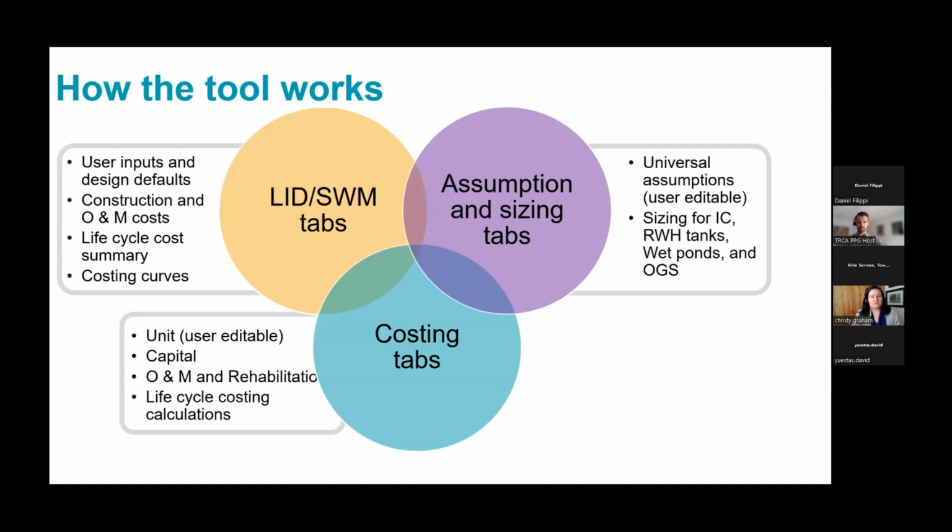All of the user inputs that I talked about before would be on the LID and swim tabs, but there are also editable fields under the unit cost tabs. So if you have a particular cost for something that's different than what we're using, you can use that cost, such as how much your maintenance costs, how much you pay somebody to clean the maintenance, or things like that. The assumptions are also user editable. So if you have a different way that you clean something, or a different way you size something, you can change those details.